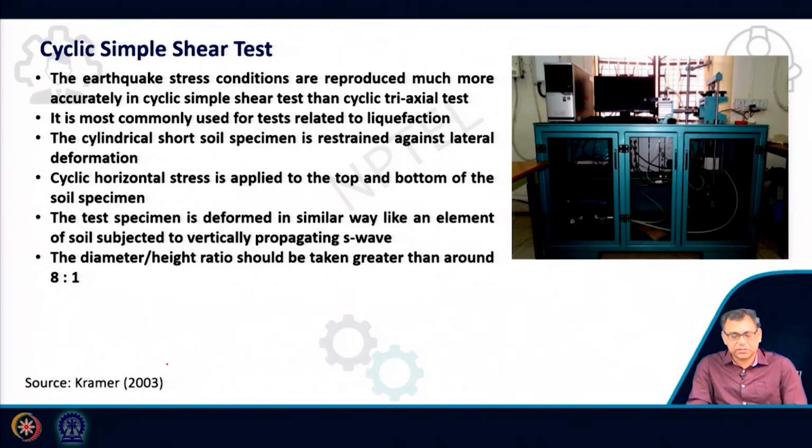The cylindrical short soil specimen is restrained against lateral deformation. The cyclic horizontal stress is applied to the top and bottom of the soil specimen. Basically, it is shearing that is applied. The soil test specimen is deformed in a similar way to an element of soil subjected to a vertically propagating S wave. The diameter to height ratio should be taken as greater than around 8:1. Okay.